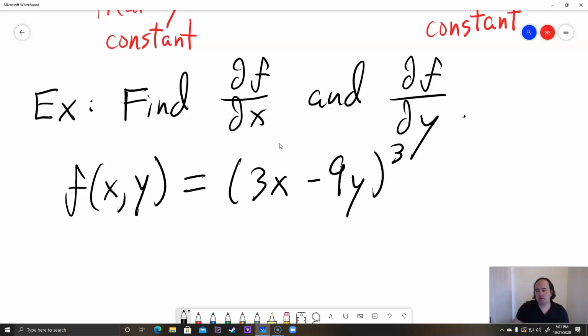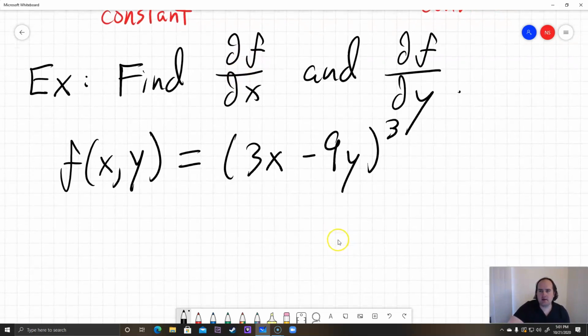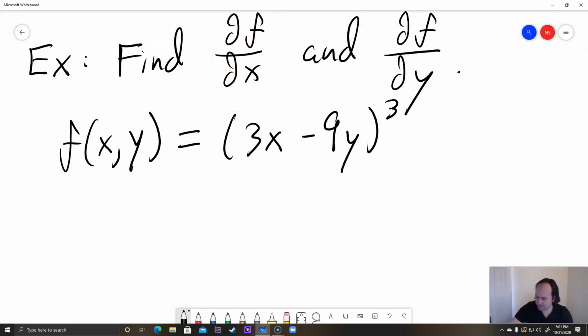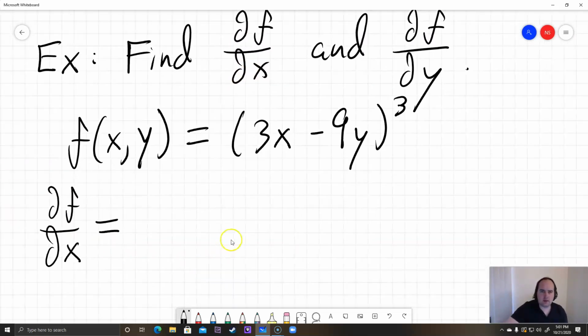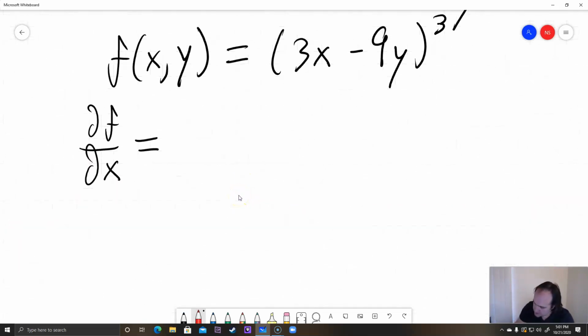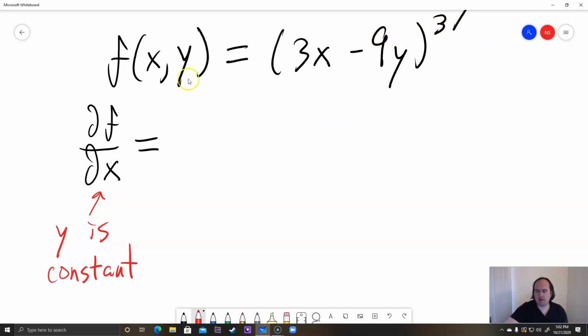So just like the last problem, if you're taking del f, del x, that means that your other variables are constant. So let's start with del f, del x, or partial f, partial x. So your other variable y is going to be treated as a constant here. Okay, so y is constant. And we just take the derivative with respect to x. But this one's a little bit trickier because we have a composite function. So remember, when you're taking the derivative of a composite function, you have to use the chain rule. So the chain rule says you take the derivative of the outer function, inner left alone, and you multiply that times the derivative of the inner function.